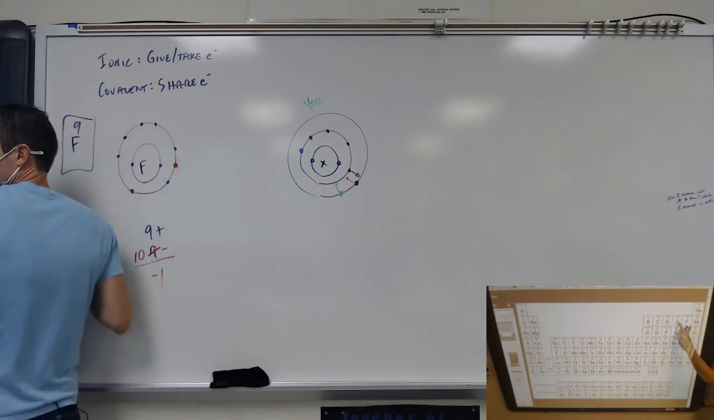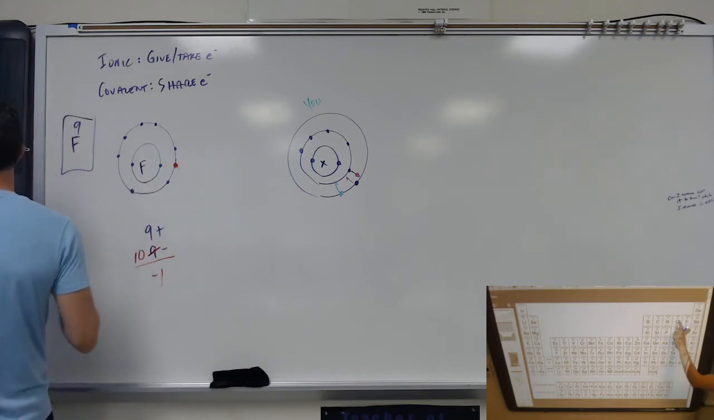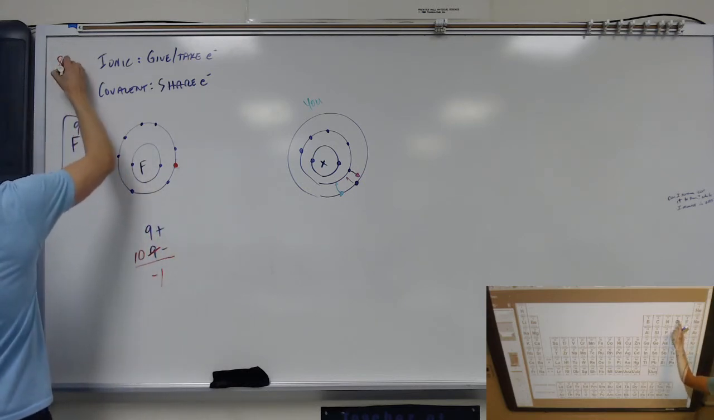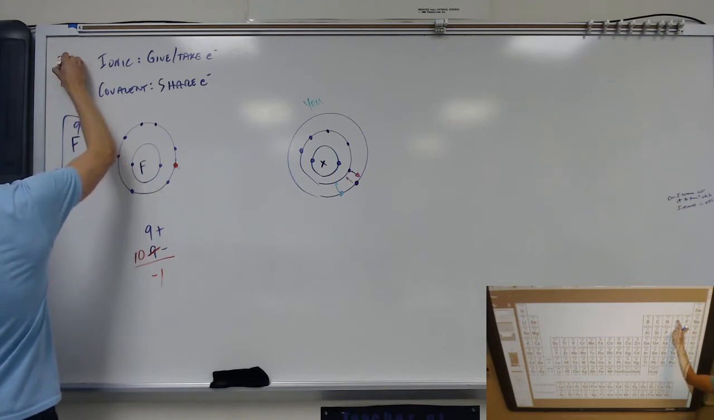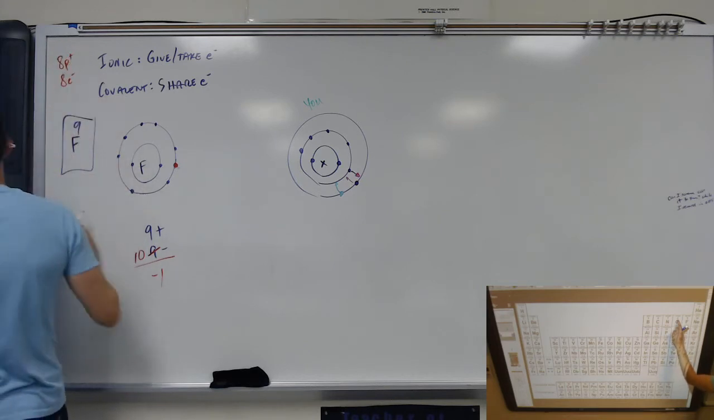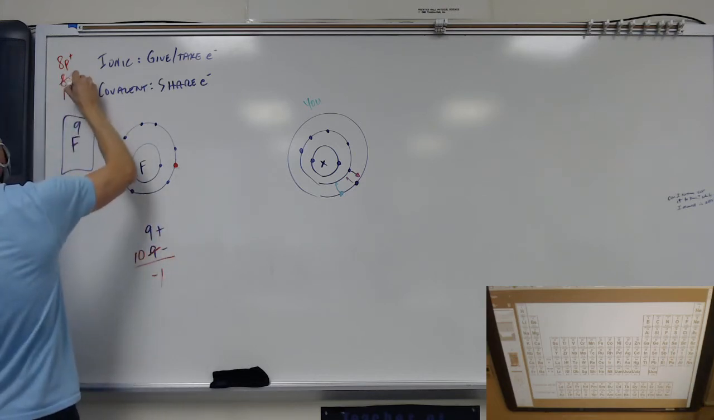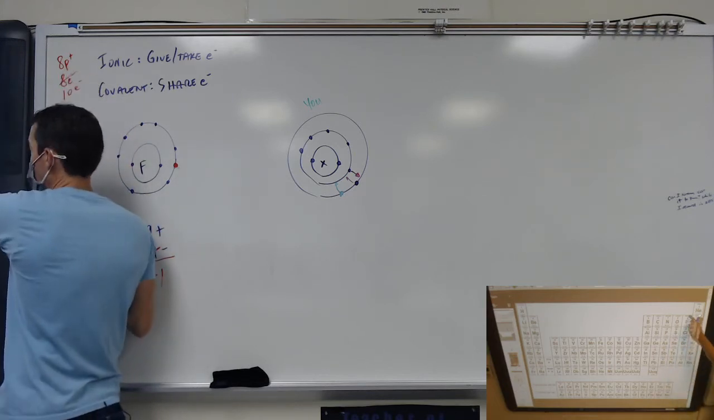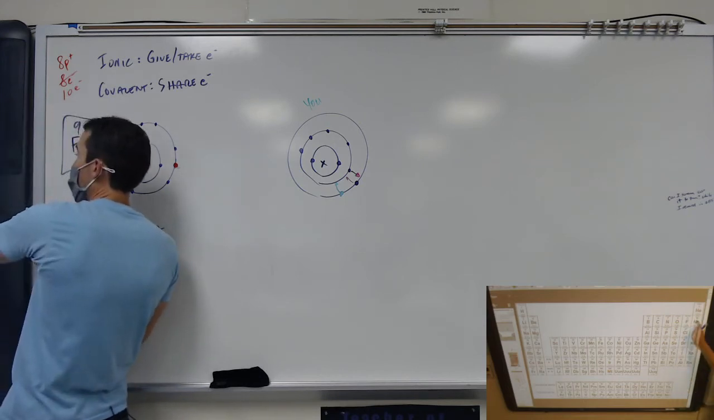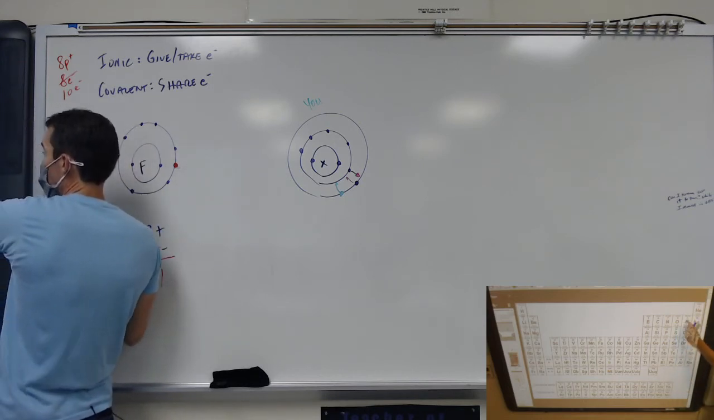Why is oxygen a -2? Because to become stable, it's got 8 protons, 8 electrons. But to become stable, it's going to gain 2 more electrons. So it's going to be a -2. So that's why this is all -1, because they want to gain 1 electron. These guys are all -2 because they want to gain 2.